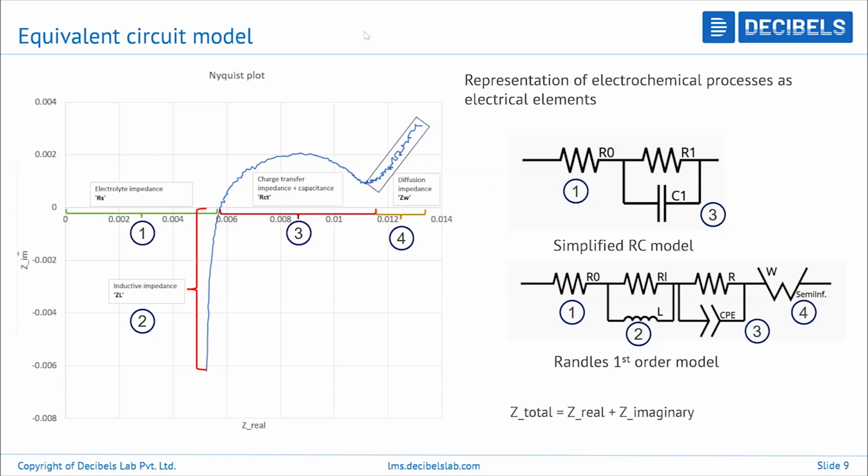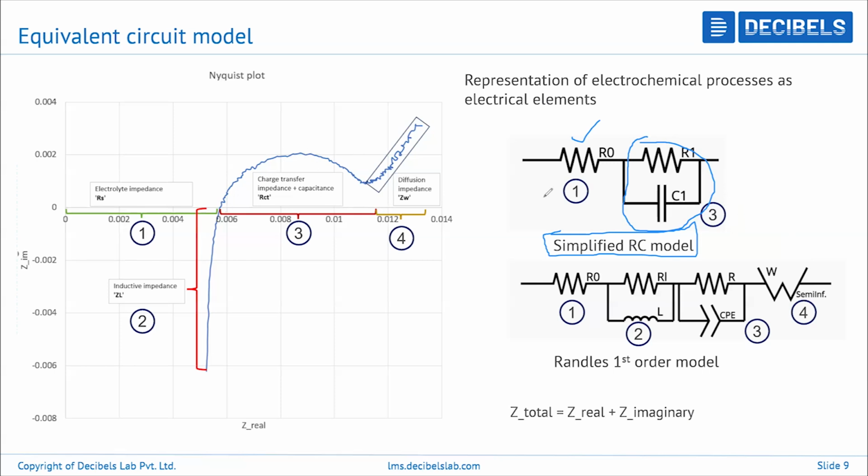So, if you want to go for, let's say, a very simple, zeroth order or a simple first order model, then you can use what is called a simplified RC model. Okay, so the simplified RC model is just exactly like how you create an RC model for DC circuits. You're representing R naught as an ohmic resistance and an RC pair that represents the semicircle over here.